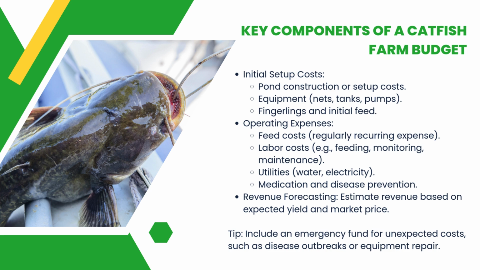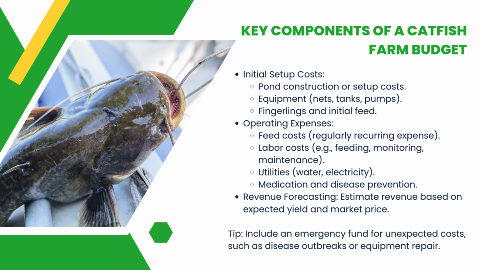There are key components of a catfish budget. The first is the initial setup cost, the next is the operational expenses, and lastly is the revenue forecasting. So for the initial setup cost, you want to put in the cost for your pond production setup and your equipment, the nets, the tanks, the thermometers, all of them you have to have that in the list. I expect that by now, by going through all of the videos in this catfish farming course, you have a list of all of the machines you need. Thirdly, the cost of your fingerlings and the initial feed you need.